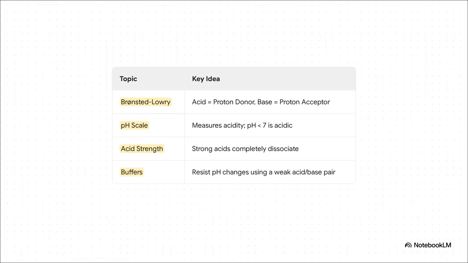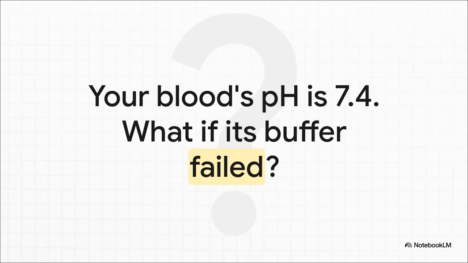All right, let's do a super quick recap of the big ideas we've covered. We started with the Brønsted-Lowry theory. Acids are proton donors, bases are proton acceptors. Simple. We learned the pH scale measures all this, with 7 being that perfect neutral spot. Then we saw that strong acids go all in and completely dissociate, while weak acids don't. And finally, we talked about buffers, those amazing solutions that use a weak acid and its partner base to keep pH from changing. And that brings us to one last really important thought.